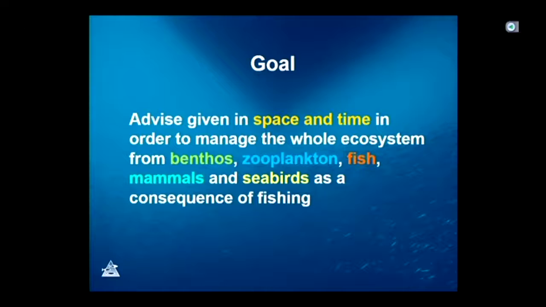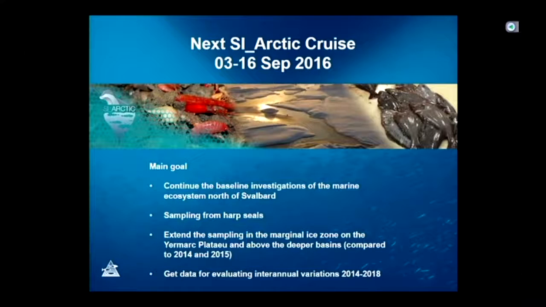So the goal for this ecosystem-based management work package is that we would like to give advice in space and in time in order to manage the whole ecosystem, from benthos, zooplankton, fish, mammals, and seabirds, as a consequence of fishing. We know there are multiple impacts, but we will not be able to do all these things within this framework that we have. So I think it's a great step just to take this one and start with that.